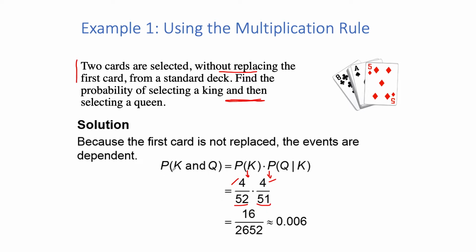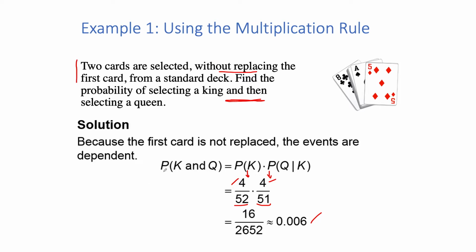So the probability of doing these two events in sequence, where I first draw a king and then a queen, is 4 over 52 times 4 over 51, or 16 over 2652, and so that's the probability. This is the classic case of using the multiplication rule. So don't worry about memorizing these things. In a certain sense, it's completely logical.